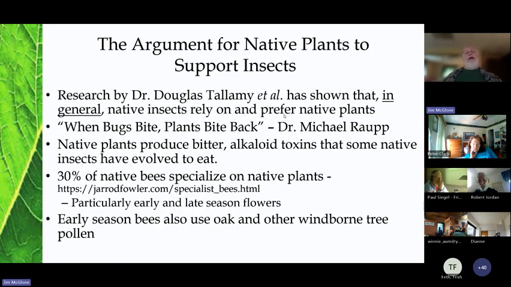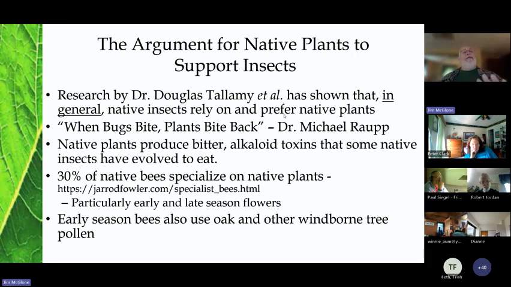Why do we need native trees and native plants to support those insects? Why do we need those insects? Well, for one thing, those insects, particularly caterpillars, are an important source of transferring energy from plants to animals. But we also rely a lot on them for pollination services and for a number of other ecosystem services. Doug Tallamy and his cohort have shown that, in general, native insects rely on and prefer native plants.